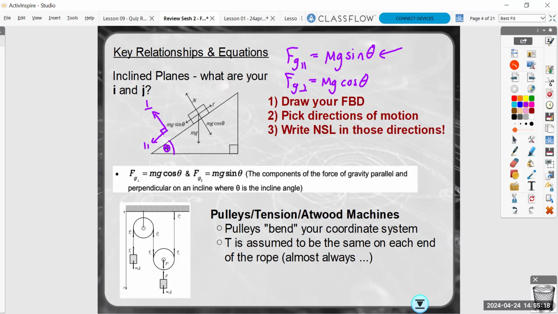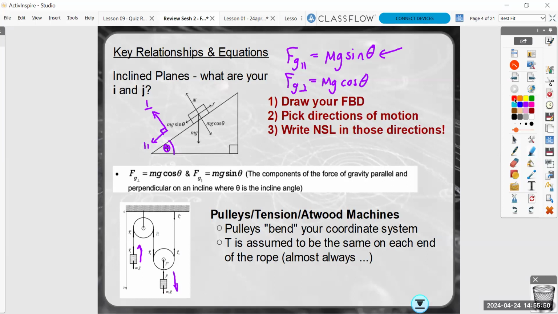Great. Pulleys, again, the weird thing with pulleys is that we can think of them as bending our coordinate system. So in this case, if this box is going to go down, then this box is going to go up, right? So we can think of those as kind of coordinated things. That's a fairly complicated scenario, but we do still get that sometimes.